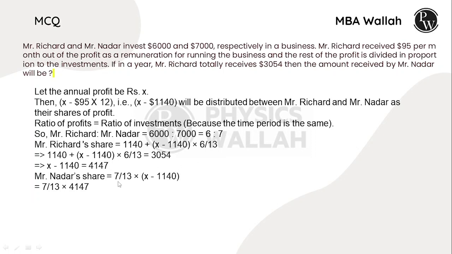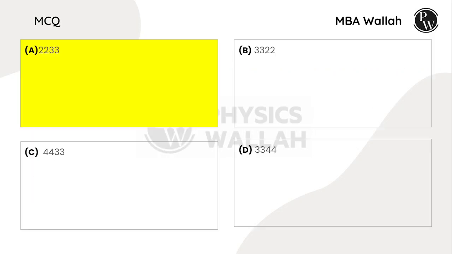So Mr. Nadar's share will be 7 by 13 into X minus 1140. Since X minus 1140 is equal to 4,147 as we have calculated here, Mr. Nadar's share will be 7 by 13 into 4,147, which is equal to $2,233. Therefore, the amount received by Mr. Nadar will be $2,233, which is given in option A. So out of all the given options here, option A is our correct choice.